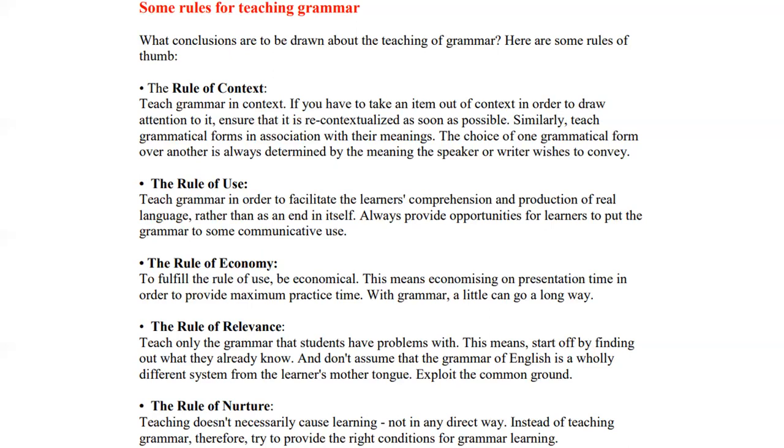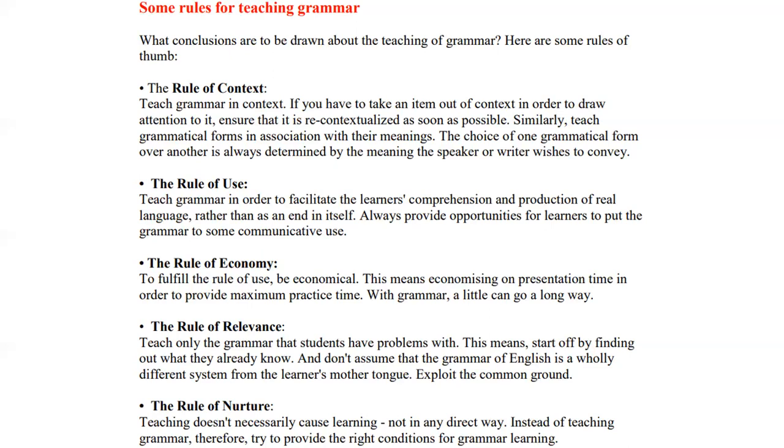Okay. Next, the rule of nurture. Teaching doesn't necessarily cause learning, not in any direct way. Instead of teaching grammar, therefore try to provide the right conditions for grammar learning. It means that teaching grammar is not about just teaching the grammar points only, but you need to also be their best companion during the learning and teaching process.